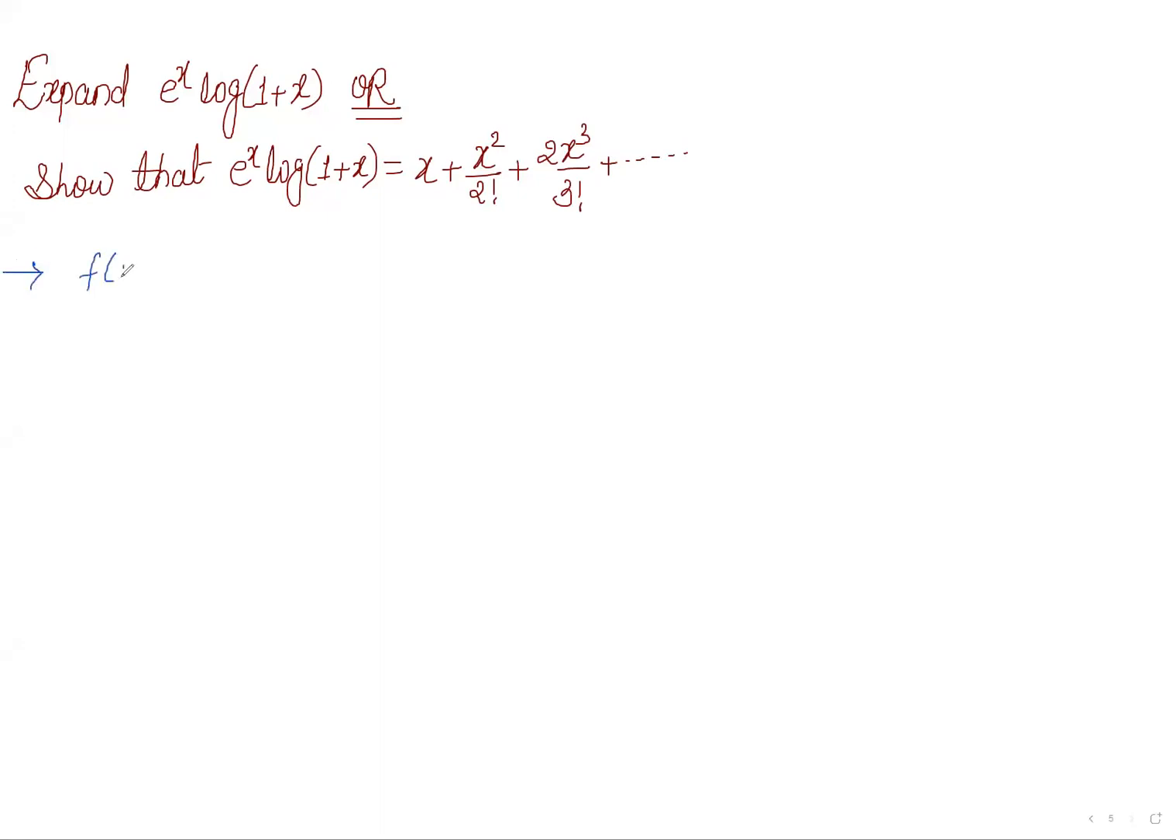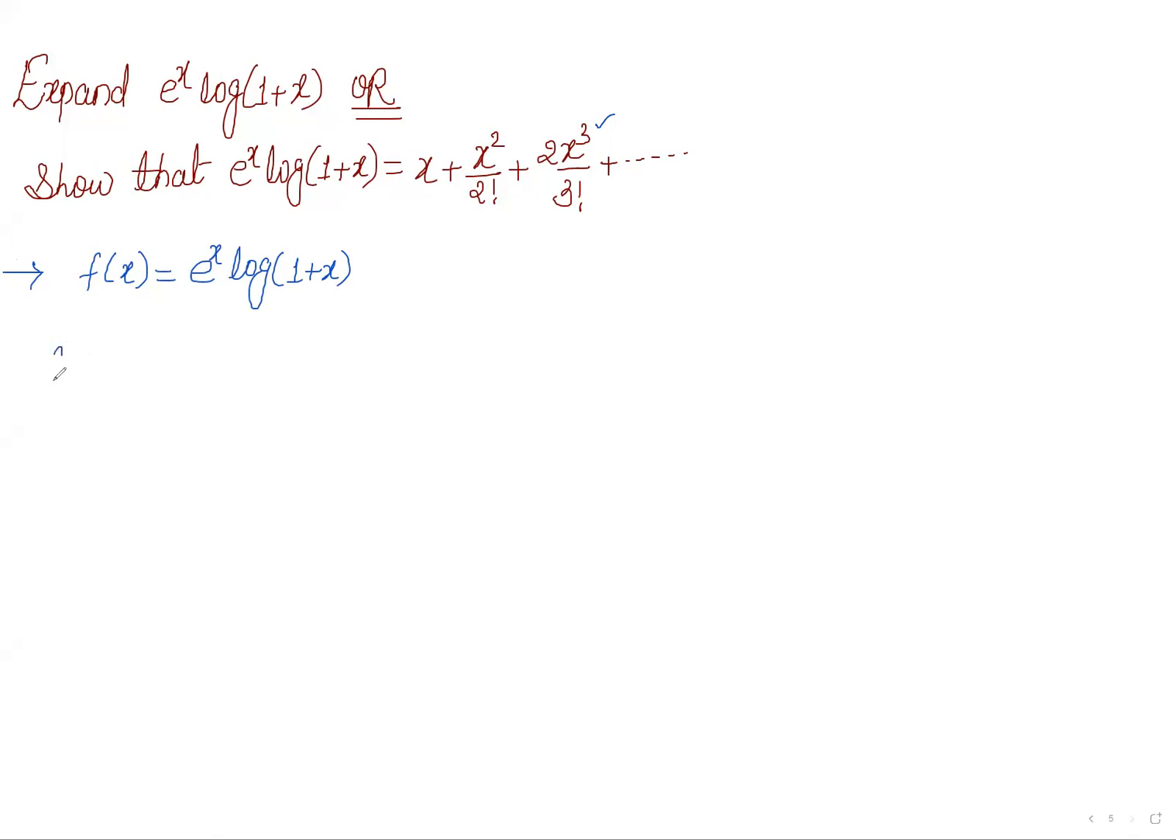Given the function f of x is equal to e raised to x into log of 1 plus x. Now here we have to show that the expansion is x plus x square by 2 factorial plus 2 into x cube by 3 factorial and so on. This means we have to take derivatives only up to the third derivative.